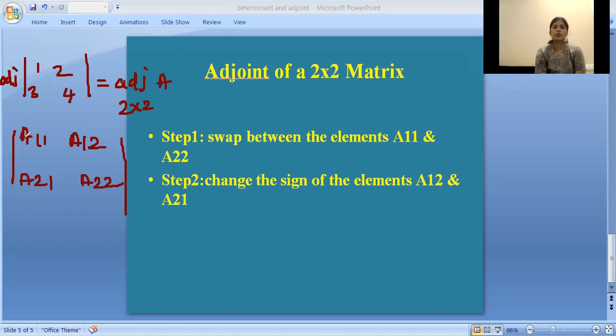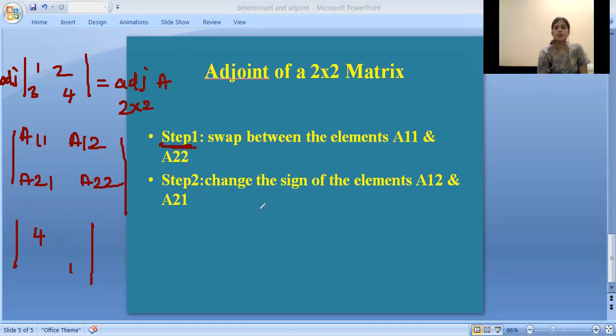A11 means the element placed in the first row, first column. A12 means the element present in the first row, second column. A21 means the element present in the second row, first column. A22 means the element present in the second row, second column. Now we are going to perform step 1. You have to swap the elements, so you interchange the positions. 4 will move here and 1 will move here.